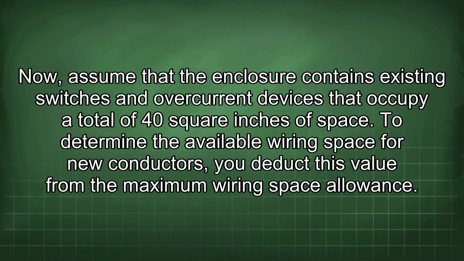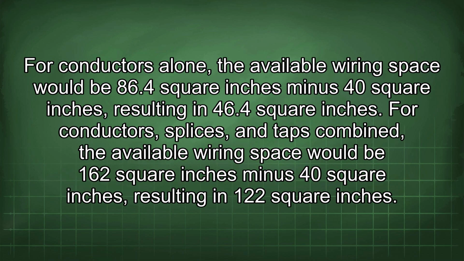Now, assume that the enclosure contains existing switches and overcurrent devices that occupy a total of 40 square inches of space. To determine the available wiring space for new conductors, you deduct this value from the maximum wiring space allowance. For conductors alone, the available wiring space would be 86.4 square inches minus 40 square inches, resulting in 46.4 square inches. For conductors, splices, and taps combined, the available wiring space would be 162 square inches minus 40 square inches, resulting in 122 square inches.